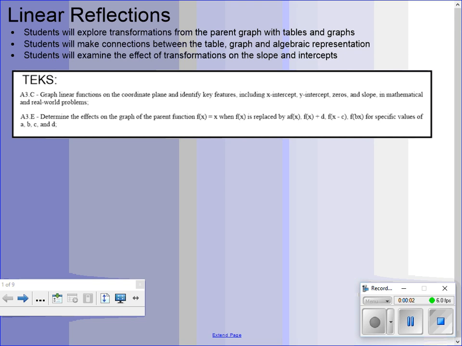In this lesson, we're going to be talking about linear reflections. By the end of this lesson, you should be able to reflect lines across the x and the y axis, be able to come up with the new equation, and describe the type of reflection that is occurring.